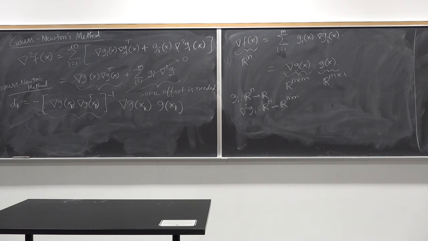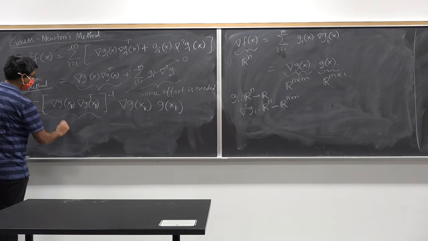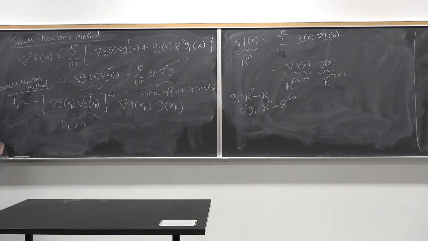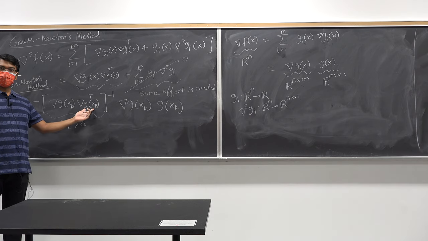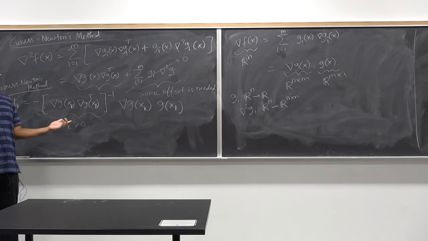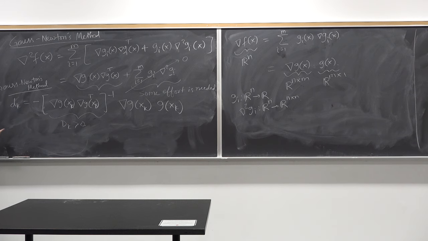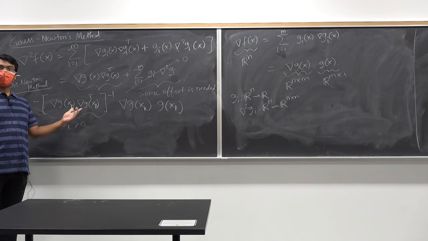So you started running this algorithm and then something happened. What could go wrong? What's the requirement for this matrix here? Right, so this must be positive definite. Now you see, this is matrix transpose, so it is positive semi-definite for sure. So under what condition would this be a positive definite matrix?